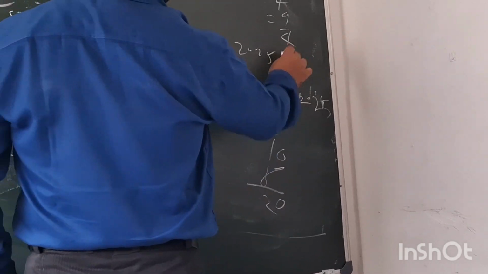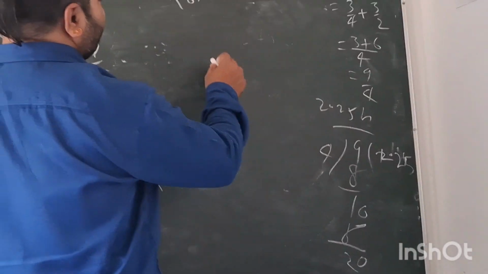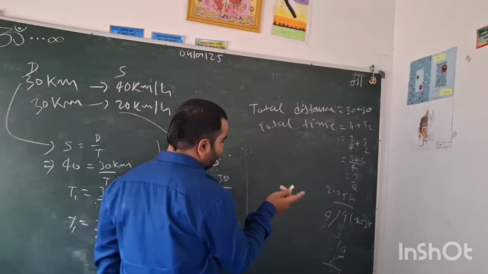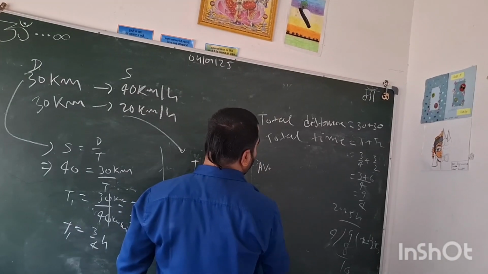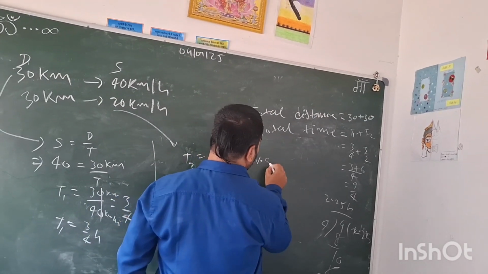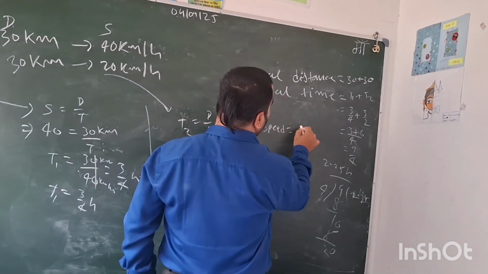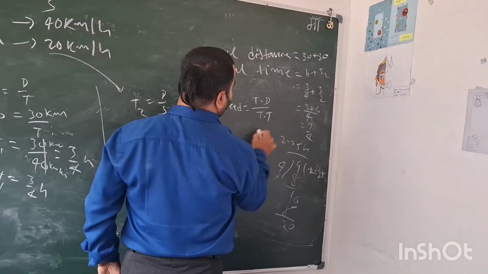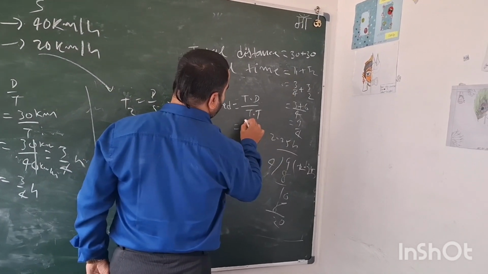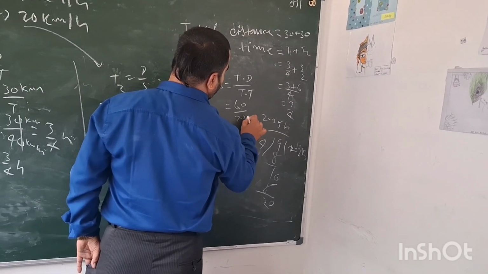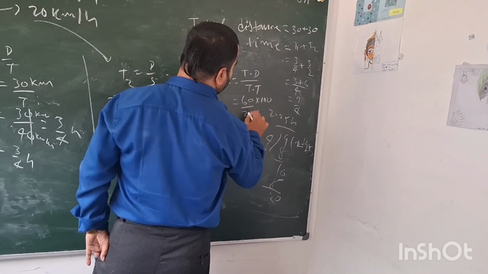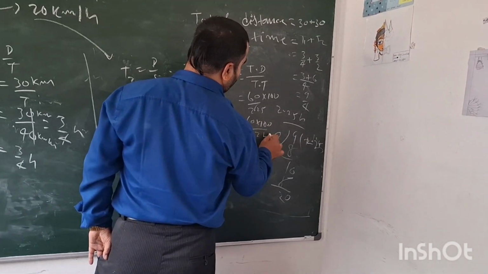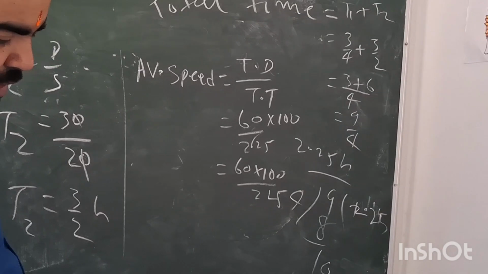So it is 2.25 hours total time. Average speed is equal to total distance divided by total time taken. The total distance is 60, divided by 2.25. Remove the decimal: 6000 divided by 225. Divide it, calculate it, and you will get the answer.